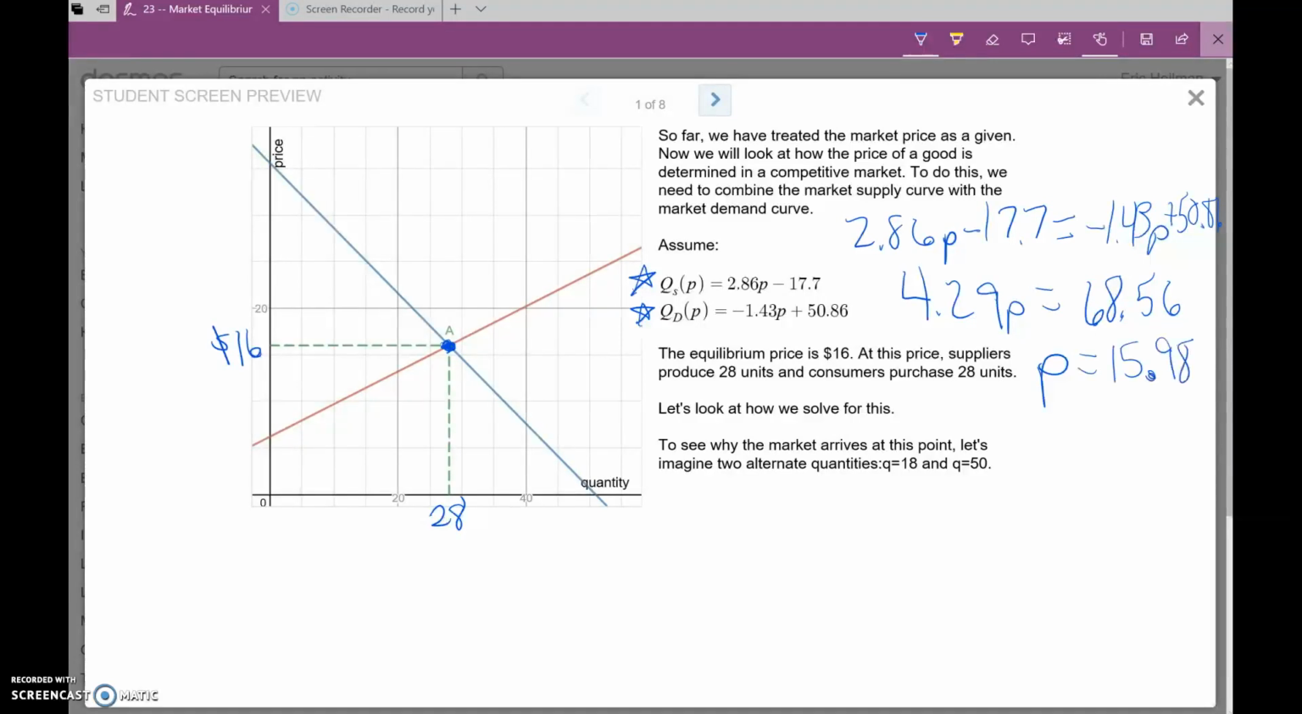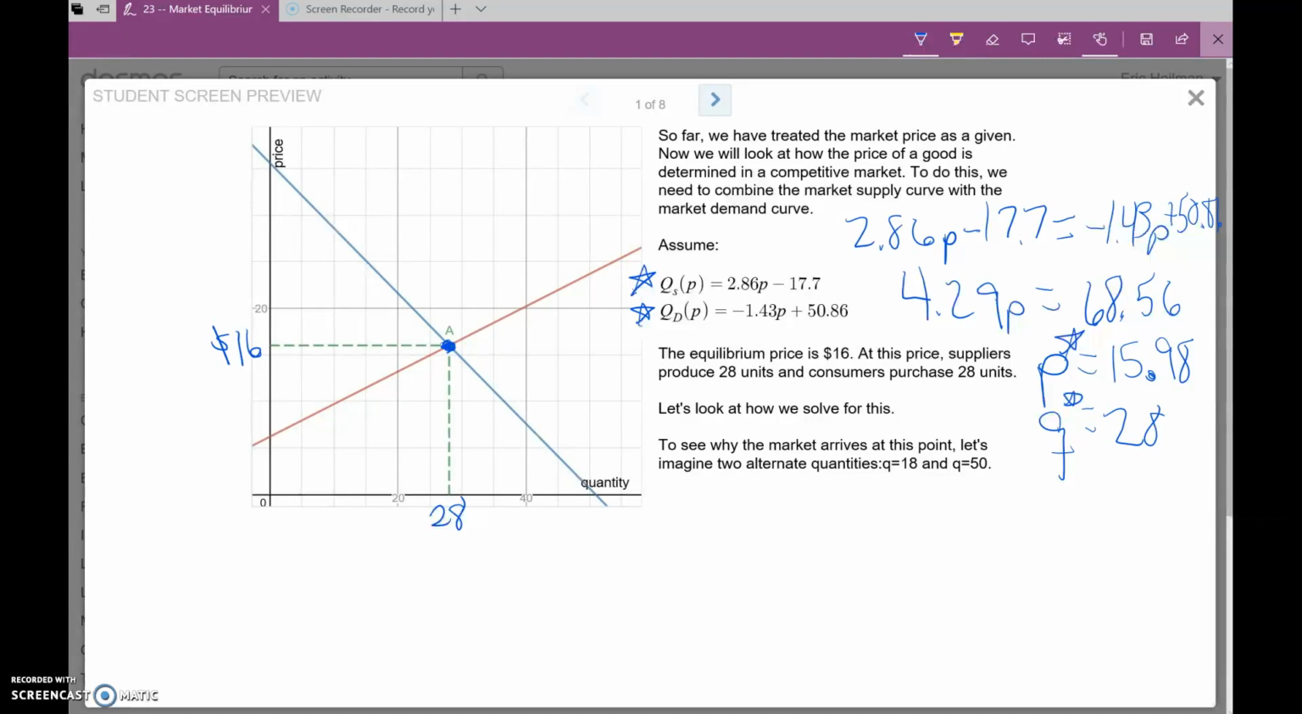It's not exactly 16 because of rounding that I did when I wrote the equations. And then to figure out what the market quantity is at that point, you can plug that number back into either one of the two equations. Remember, they should give you the same quantity. That's a good way to check to see if your answer's right. And if you plug 15.98 into one of these equations, you get that the market quantity is 28 units. Okay, so why is it that economists believe that markets arrive at this equilibrium?